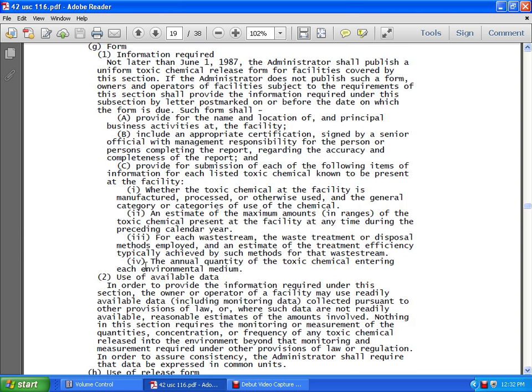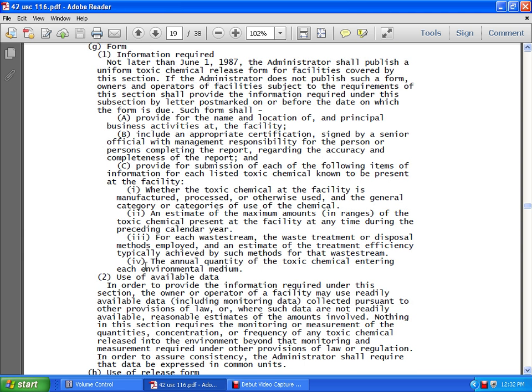3. For each waste stream, the waste treatment or disposal methods employed and an estimate of the treatment efficiency typically achieved by such methods for that waste stream. 4. The annual quantity of the toxic chemical entering each environmental medium.